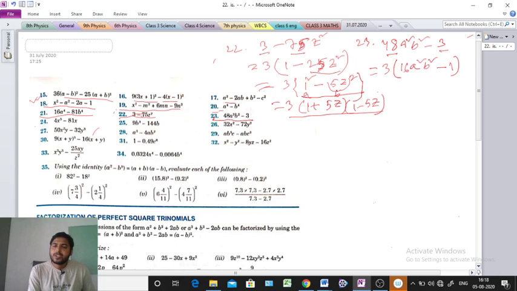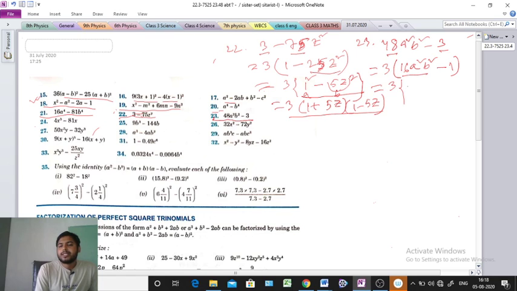Okay, next, 3. After that, what are we getting? 16 a square b square: we can write 16 as 4 square. So that's why we will write 4ab whole square minus 1 square.